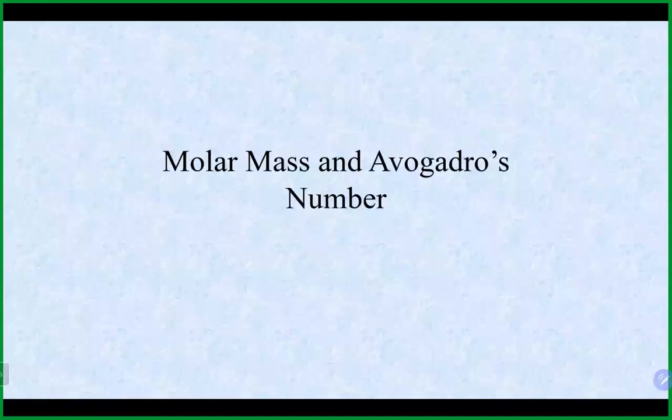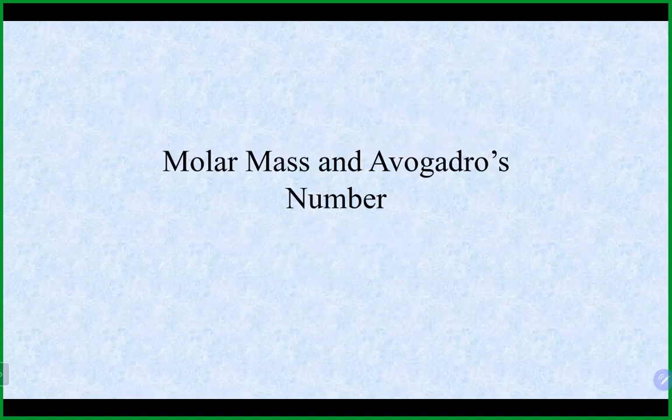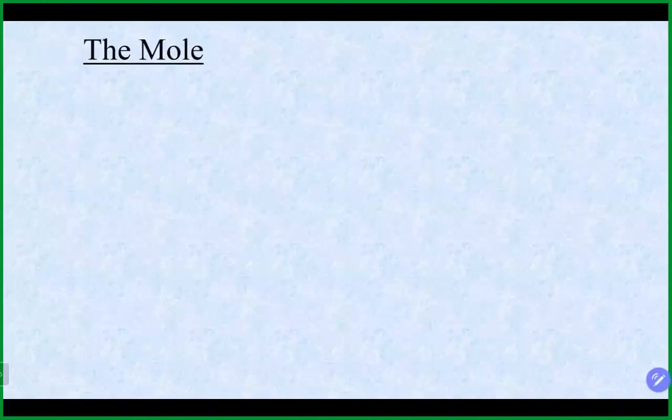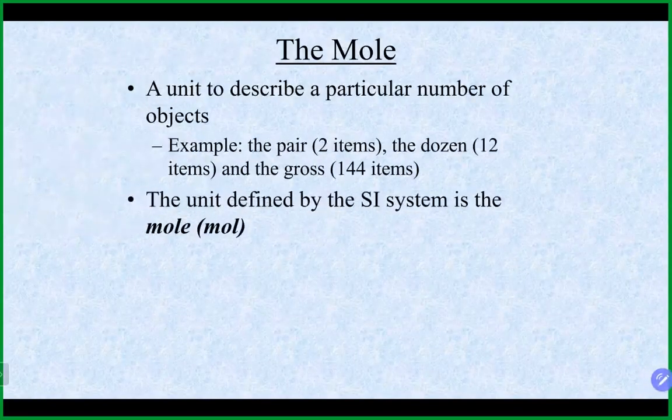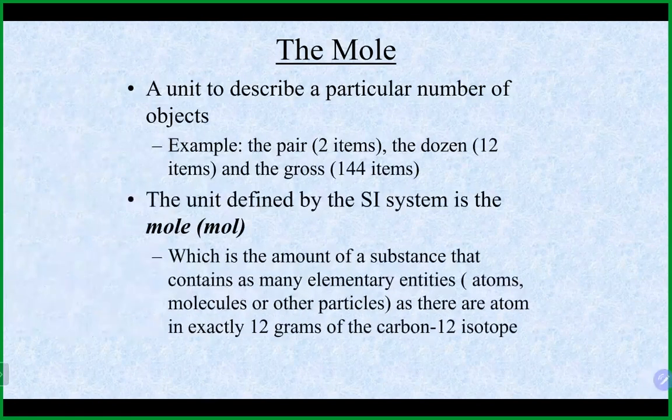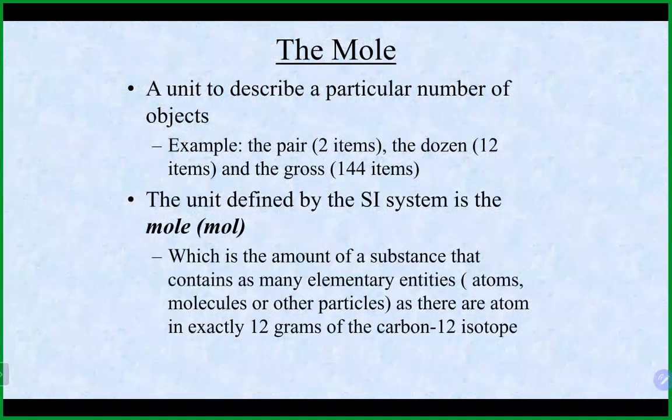All right, so let's talk a little bit more about some useful conversions, and that is molar mass and Avogadro's number. So we'll start with Avogadro's number and the mole. In chemistry, we have a value that we use a lot, which is a mole. The abbreviation of a mole is mol, as you can see there in the middle. They abbreviated it some way, so they got rid of the E.